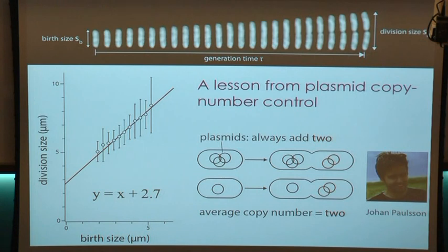So how come by adding constant mass, you can achieve size homeostasis? Okay, so that's the question. And that's one of the major points we wanted to make, and then we'll come back to that, okay?